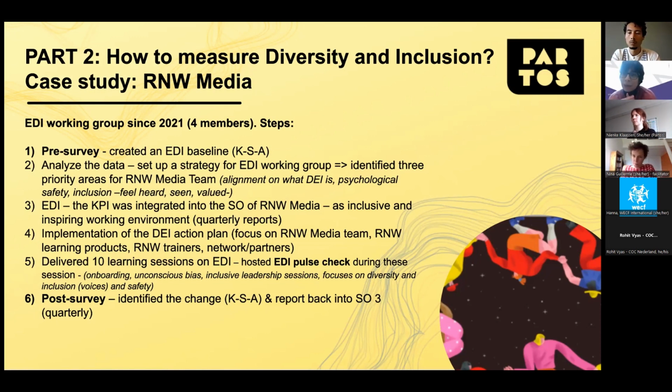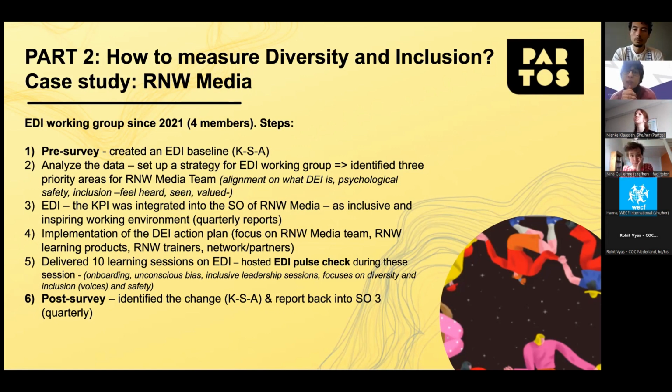And based on the data that we receive, we set up a strategy for the organization, for the DEI working group. So we are a group of volunteers, a group of employees. It's not an employee resource group. It's more like a committee, similar to the practice that Nicolette was talking about at Oxfam.